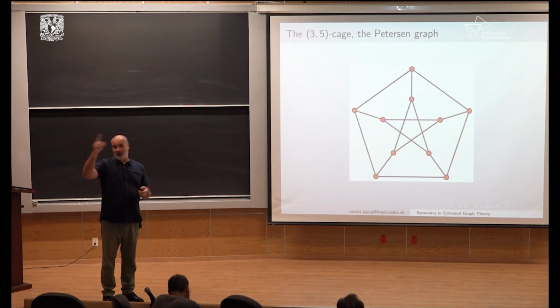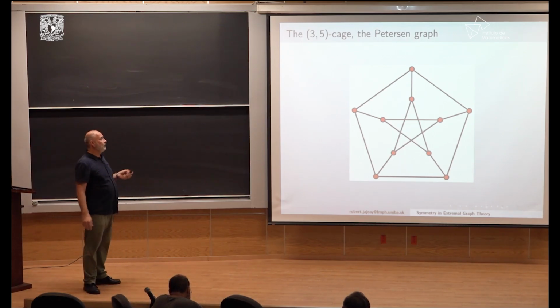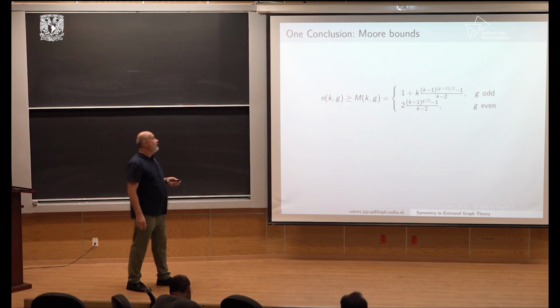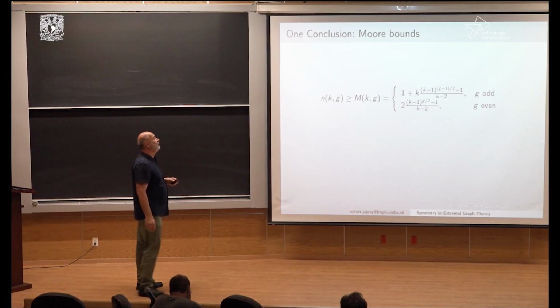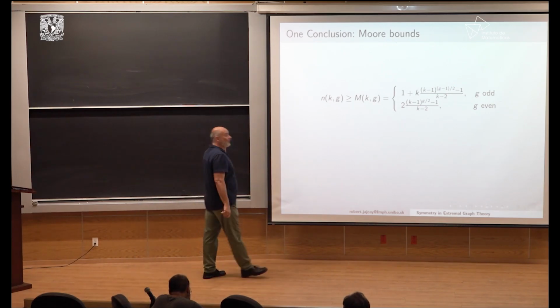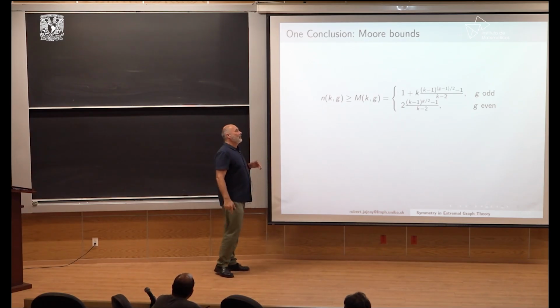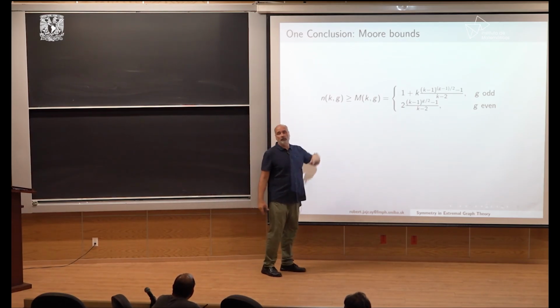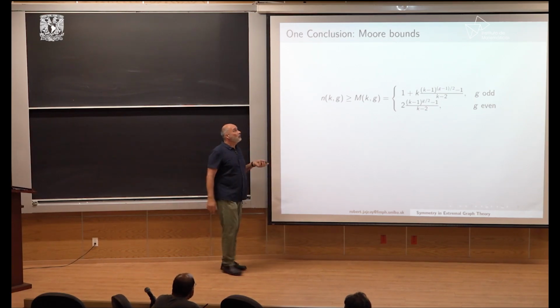The picture that you saw before probably did not remind you immediately of Petersen, but this is how people usually draw it, okay? So another conclusion, and now comes the extremal conclusion. I claim that you can deduce from this one example some kind of a lower bound on the number of vertices if K and G are given. It's called the Moore bound.